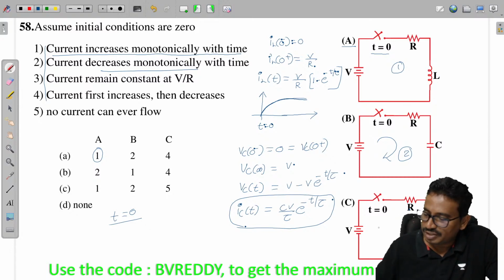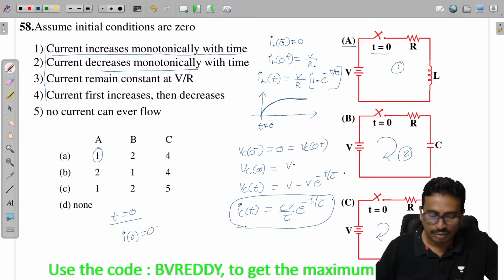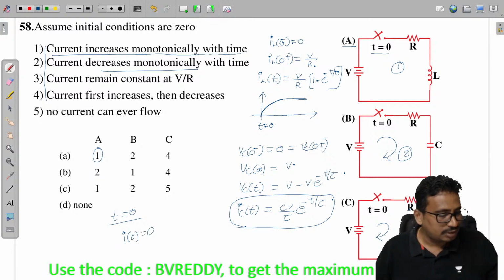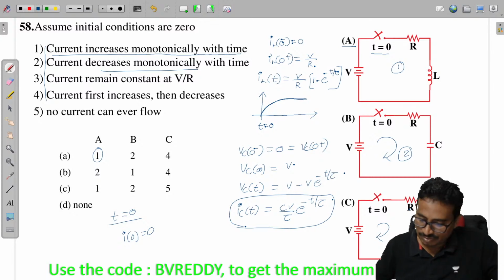Isn't it? Then what is the current here? Current. So that is I is equal to 0. I of 0 which is equal to 0. Now tell me, now here, what happens? You tell me.